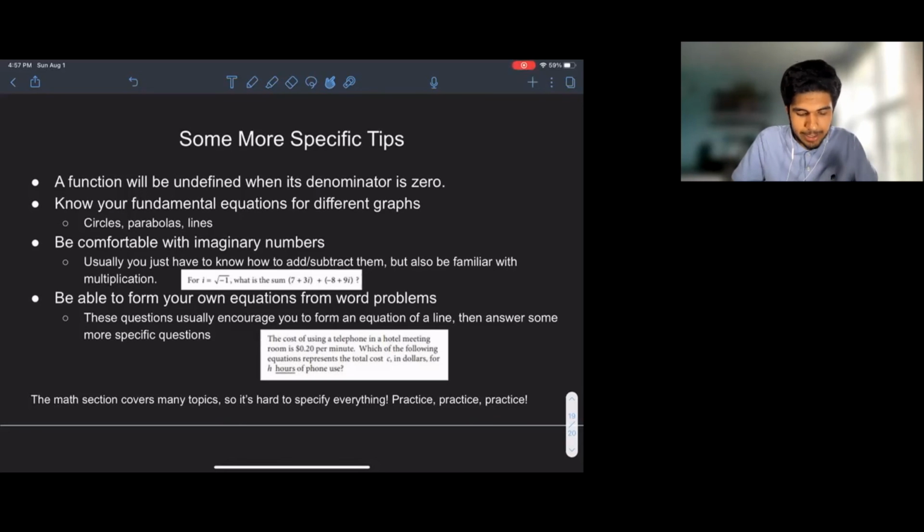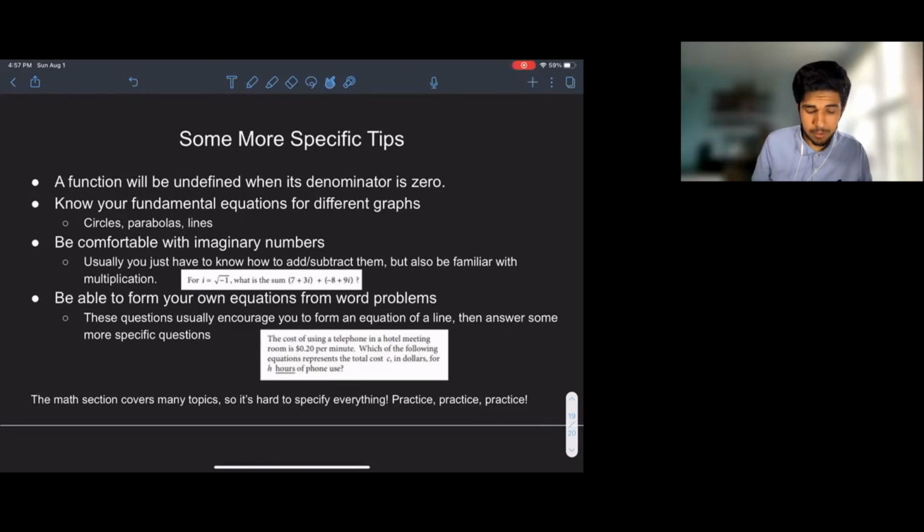Also, be comfortable with imaginary numbers. Again, this maybe shows up once every exam. You should know how to add and subtract them, but maybe be familiar with multiplication. I don't recall ever seeing multiplication, but it is still something helpful to know. So there's an example here.